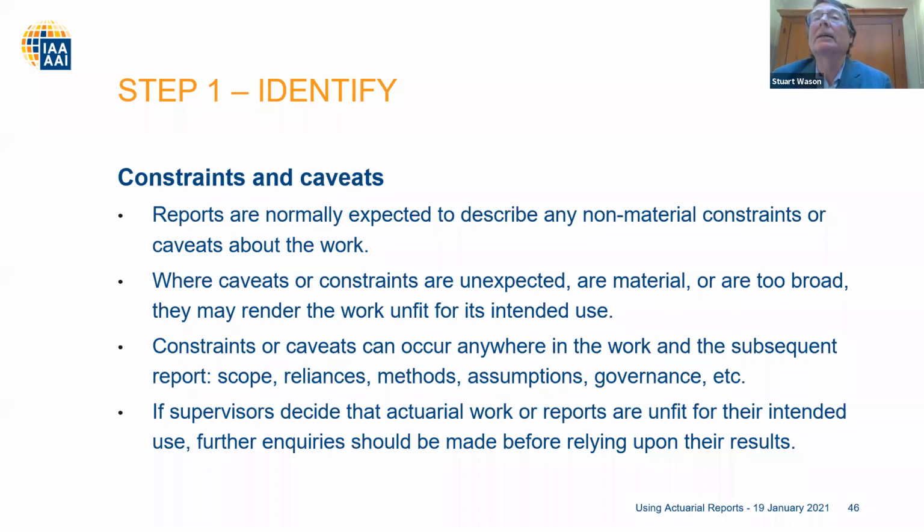Constraints and caveats. Reports are normally expected to describe any non-material constraints or caveats, but where those things are unexpected, where they're material, where they're too broad, they may render the work unfit for its intended use. Those constraints or caveats can happen anywhere in the work and subsequent report. You need to be alert to wherever you see those listed. And if you find that the actuarial work or reports are unfit for their intended use, further inquiries should be made before relying upon their results.